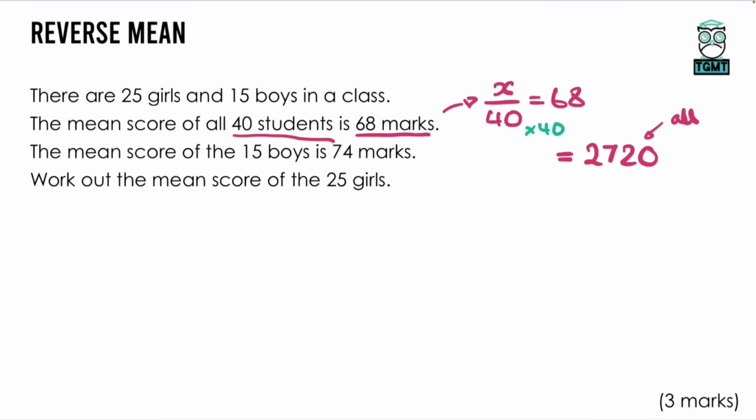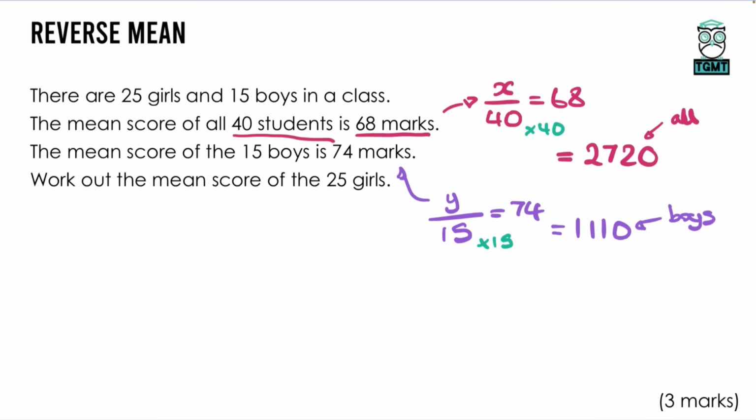I can now apply the exact same to the boys. Now I'm going to write a different letter down because I don't want to get confused with the fact that this is now a different number. So we have y divided by 15 boys gives me a total of 74. Same process, I'm just going to multiply by whatever I would have divided by to get that mean. So times by 15, and we get the total, 74 times 15 for the boys, and that is 1,110, and I can label that boys.